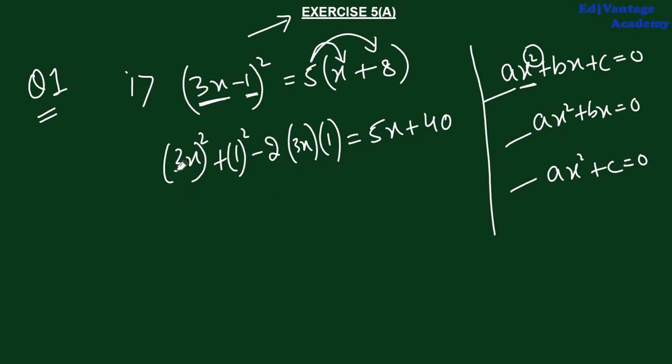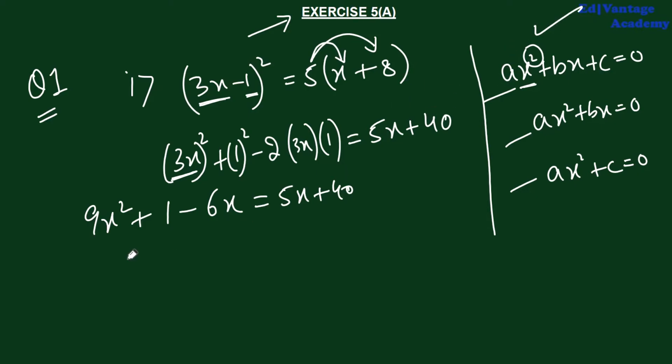So here the square is on 3 and on x directly, as they are one term, there is no plus and minus in between 3 and x. We can put square directly, it will become 9x square, 1 square is 1, minus 2 into 3x into 1 is 6x, and it's 5x plus 40. So you have to try to make it in this general form.